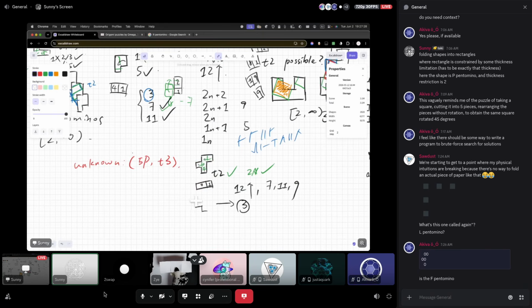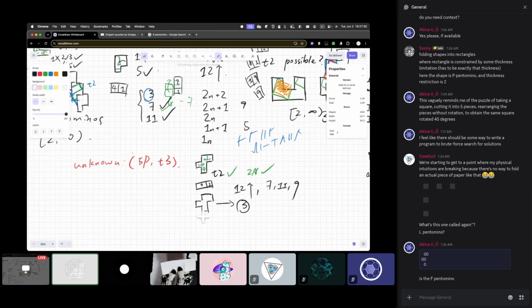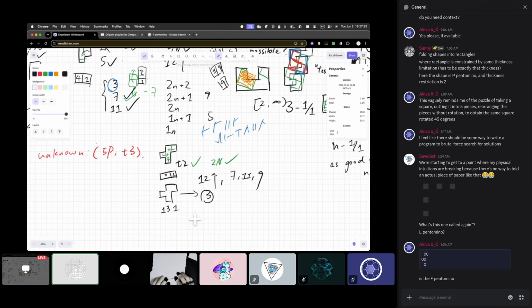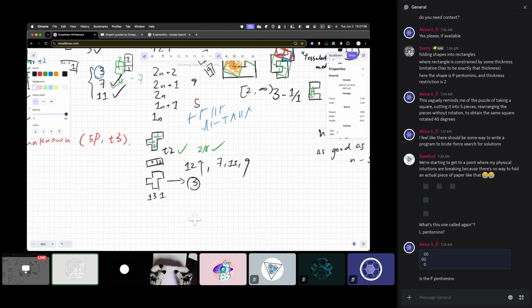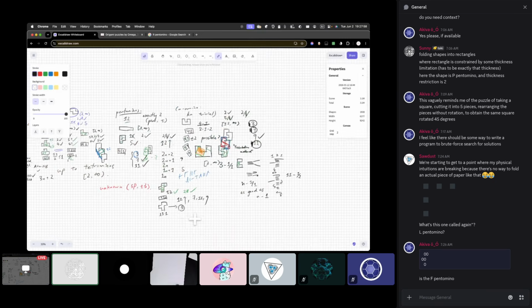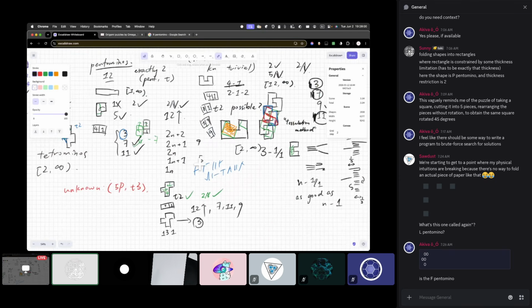Yep, we roll everything together, and this is what I just call we collapse all of the columns, so we just get 1, 3, 1, and we can fold the ones on both sides to get a 3. Akiva says there should be some way to write a program. It's just the fact that things don't have to be at nice looking places for them to work as folds is the main problem. So F pentomino is solved. Well, so we're 4 pentominos done.